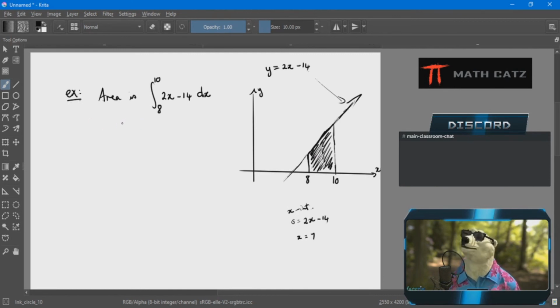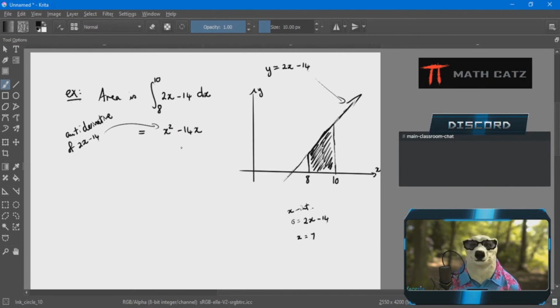Now let's see what this new fancier calculus area calculation tells me to do. So first, I need to find an antiderivative. So an antiderivative, let's put a little arrow there, antiderivative of 2x minus 14. Well, that's going to be x squared minus 14x.